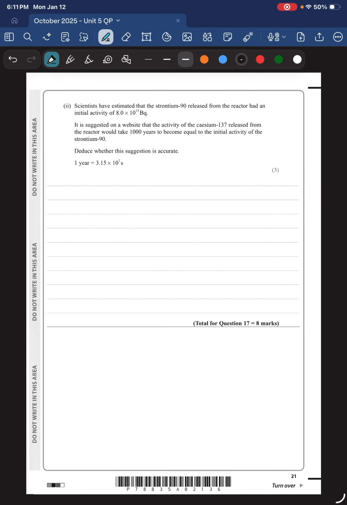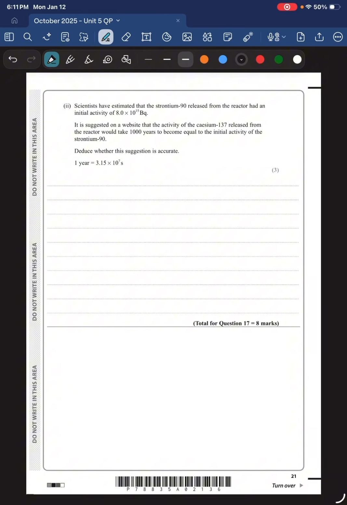Part 2, scientists have estimated that the strontium-90 released from the reactor had an initial activity of 8 times 10 to the 15 becquerels. It is suggested on a website that the activity of the cesium-137 released from the reactor will take 1,000 years to become equal to the initial activity of strontium-90. Deduce whether this suggestion is accurate, and they give you 1 year in seconds.